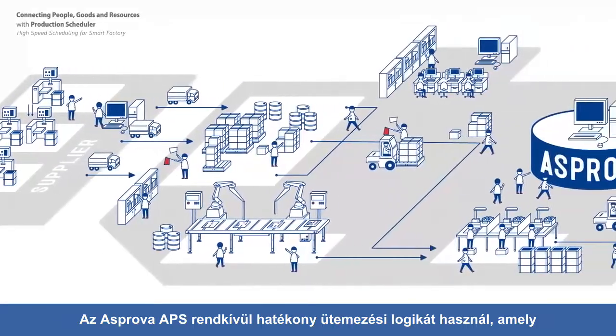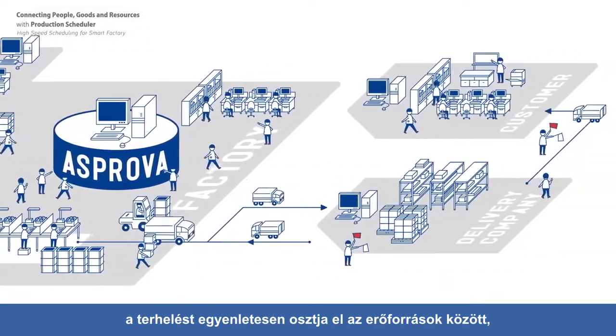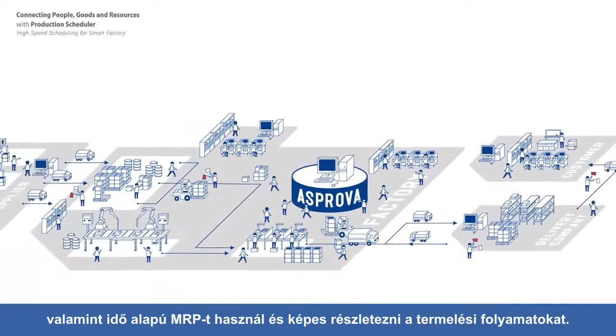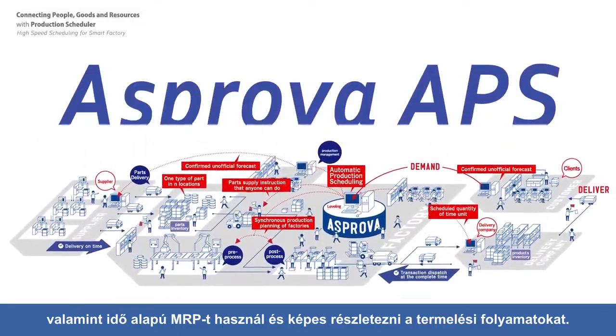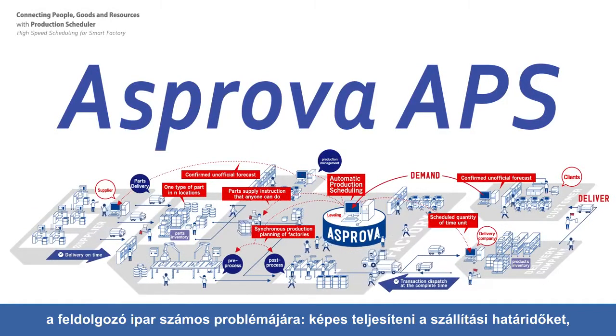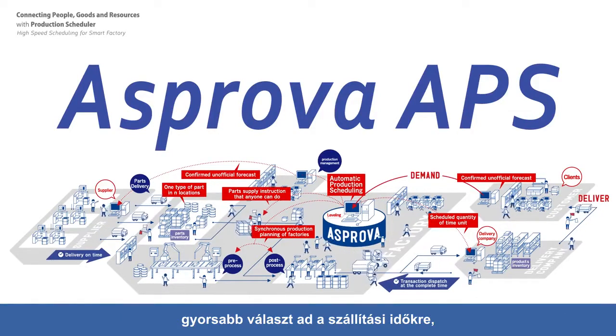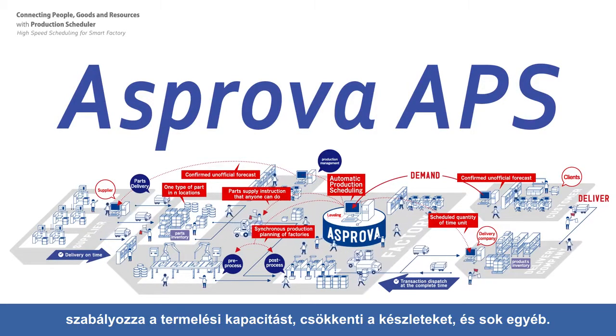Asprova APS uses our highly efficient scheduling logic that distributes load evenly across resources, as well as time-based MRP and the ability to specify the flow of production. It is a production scheduler that solves many problems of the manufacturing industry by being able to fulfill shorter delivery times, quicker answers to delivery times, scheduling production of many items in smaller quantities, adjusting production capacity, reducing inventory levels, and more.